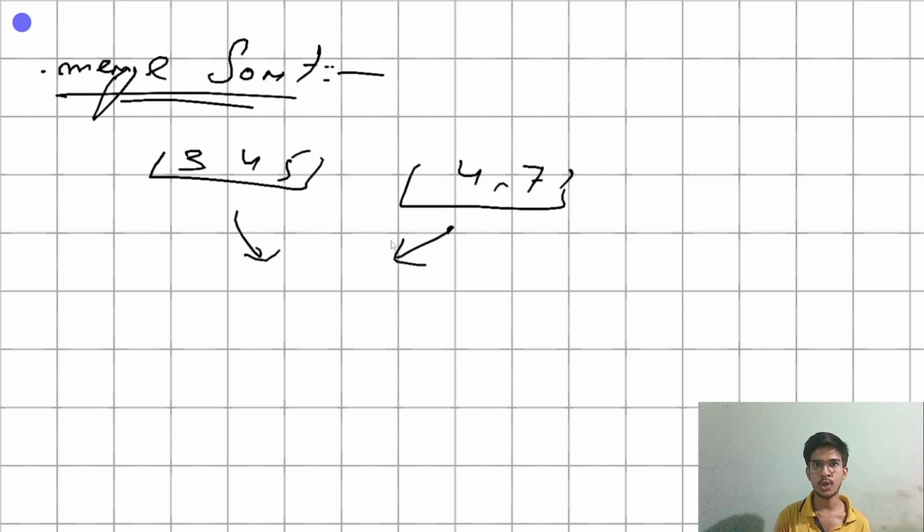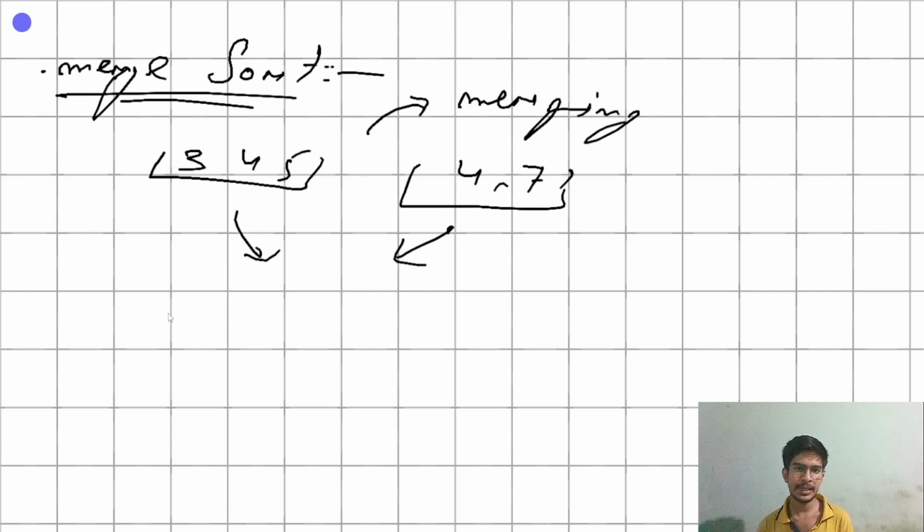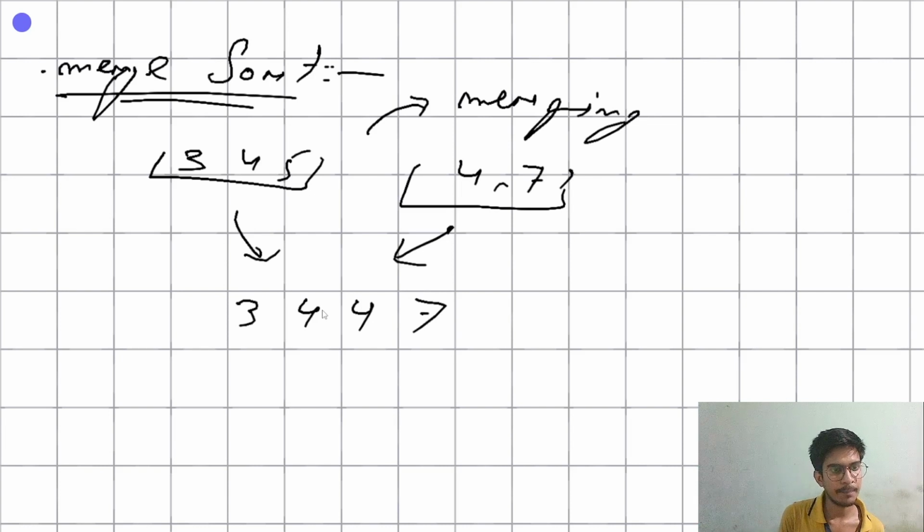I'm not talking about merge sort yet, but about merging. Merging two sorted lists: what happens? If you merge these two, what will it become? It will become 3, 4, 4, and 7, right? So in the case of merging, if you have two sorted lists, after merging it will also give you a sorted list.